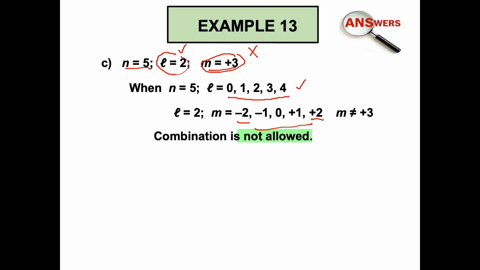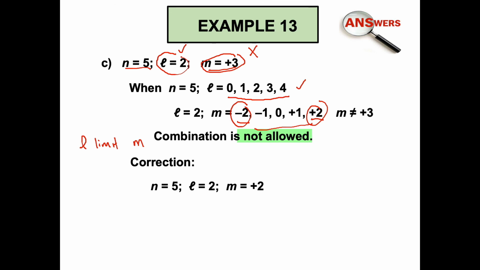So you have to propose two ways of solution to correct the combination. So remember, recall that L limits the value of M. So what you can do is, first, give the correct value for M since M is incorrect. So when N is equal to 5, L is equal to 2. So the correct value for M in this case is any number from this range, -2 to +2. If you choose any number from this range, you are correct. In this case, I've chosen +2. And the other way is, since L limits M, you can actually change the value of L instead of M. So when N equal to 5, L must be equal to 3 for M to be equal to +3.